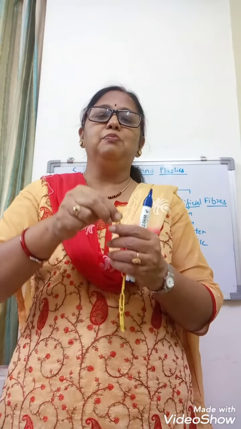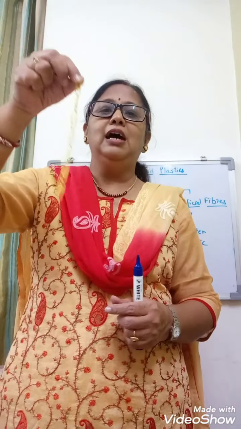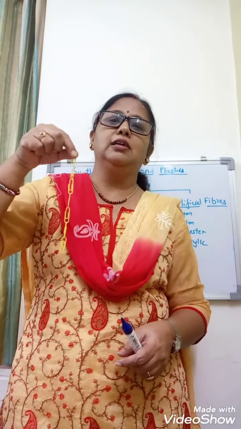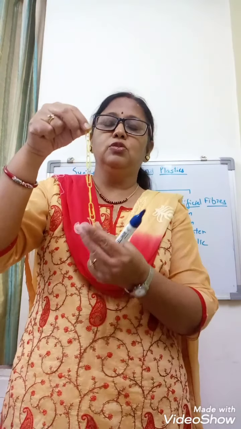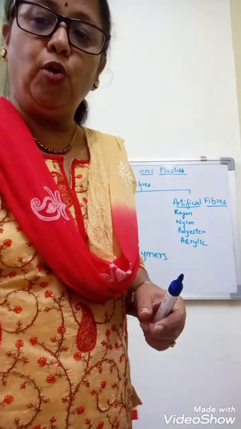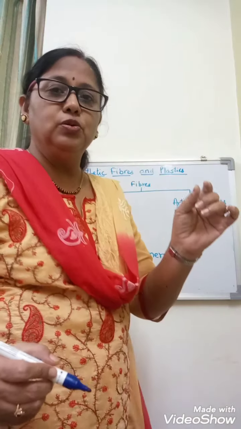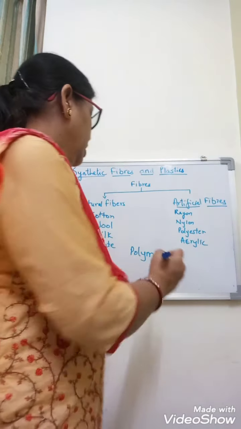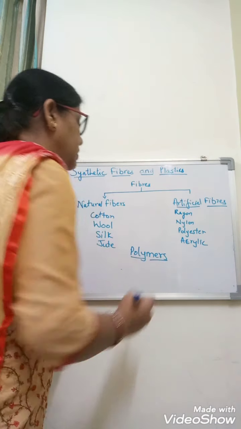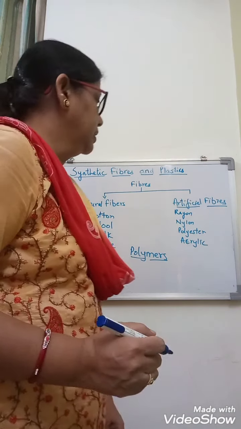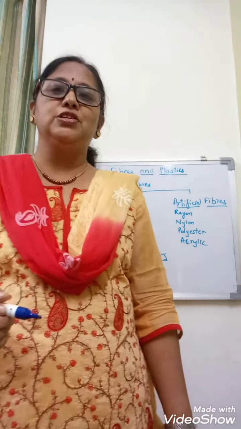If I take many units and join them, I will get a big chain. So this is a big chain. You can imagine that if I join a number of molecules, I get a chain of molecules. So this is nothing but a polymer. A polymer consists of molecules joined together. So poly means many and mer means unit. Let us study the different types of artificial fibers.